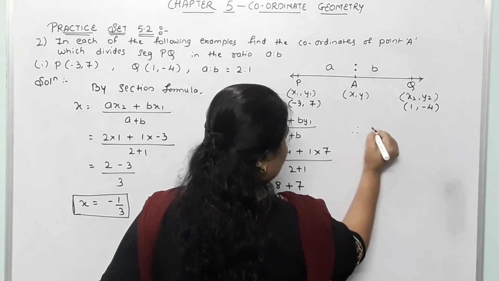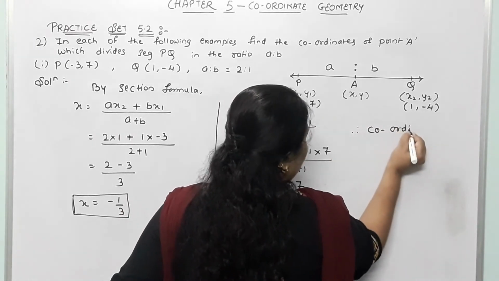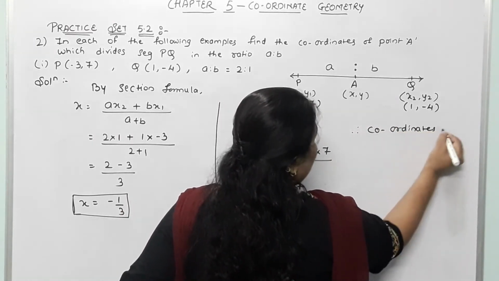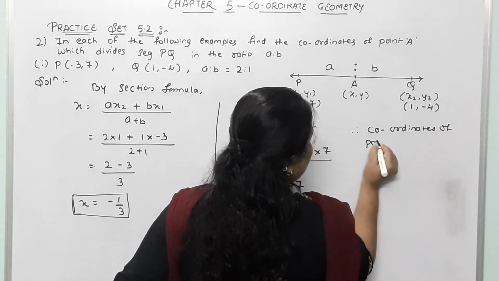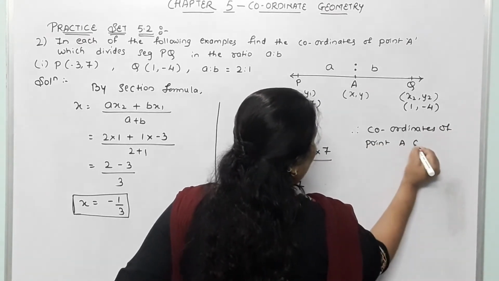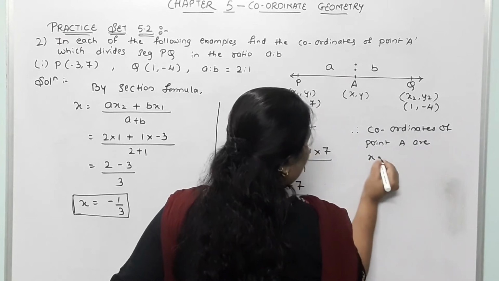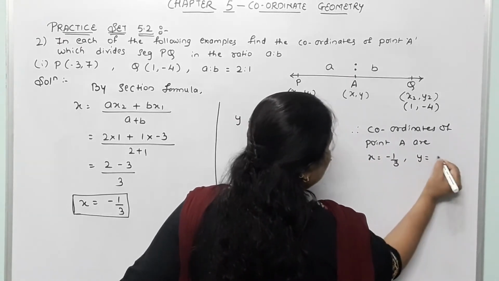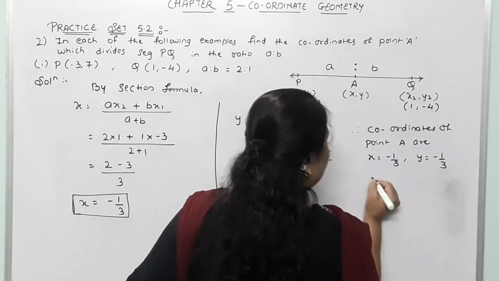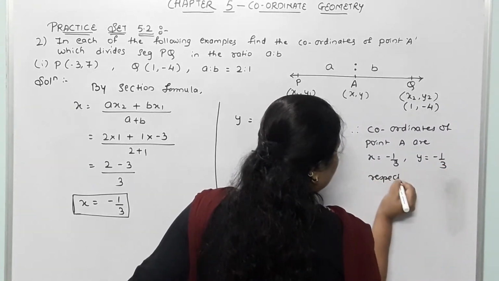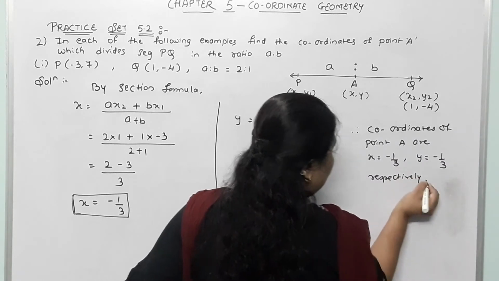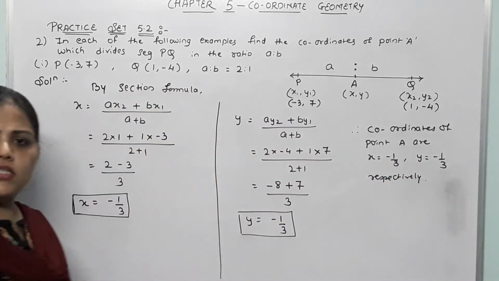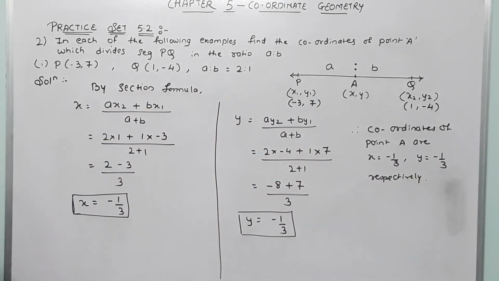Therefore, the coordinates of point A are x equals minus 1 upon 3, y equals minus 1 upon 3 respectively. Right? Note down the answer, then we'll see the next question.